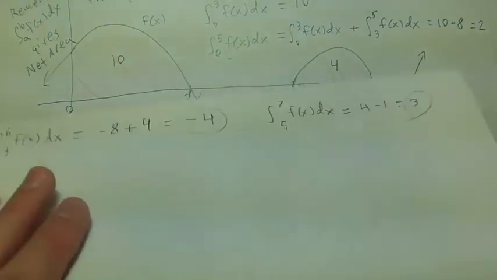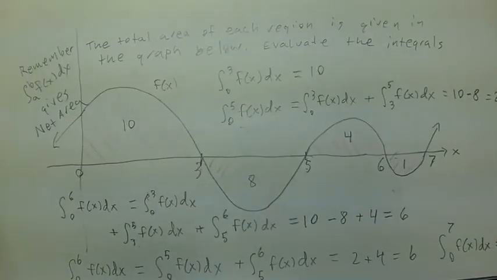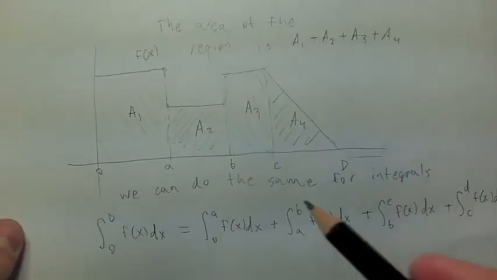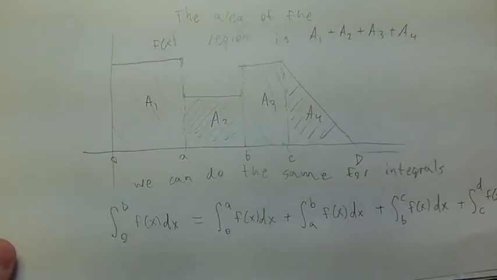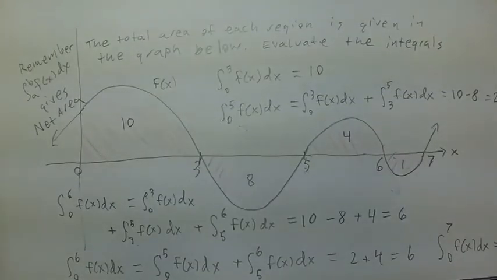A lot of the problems you'll see in this section are like this. It'll give you a graph of these regions, where you could calculate the area of each region using basic geometry, and you'd go from there and calculate the values. Now, what happens, let's say, if you don't have a graph?